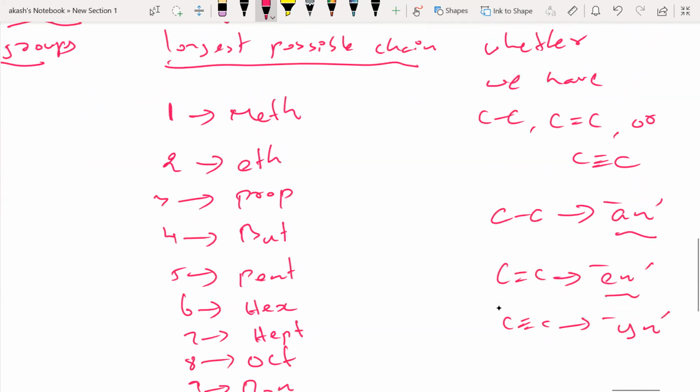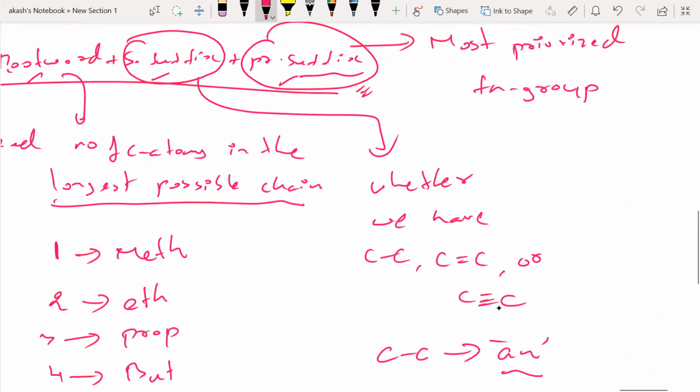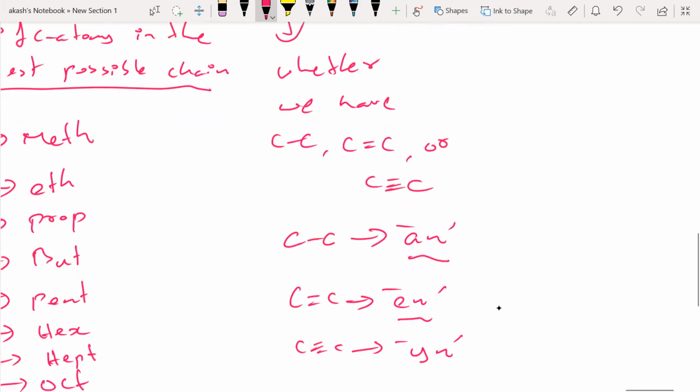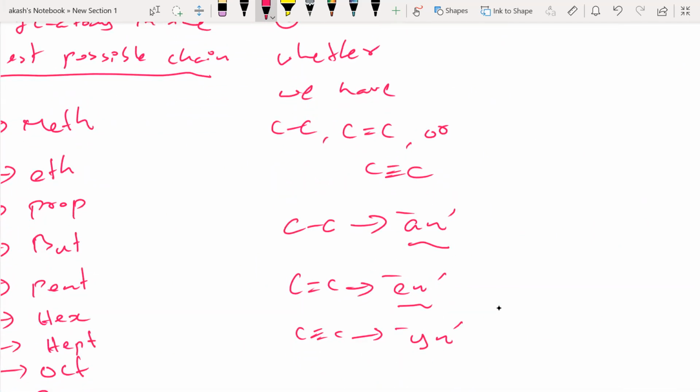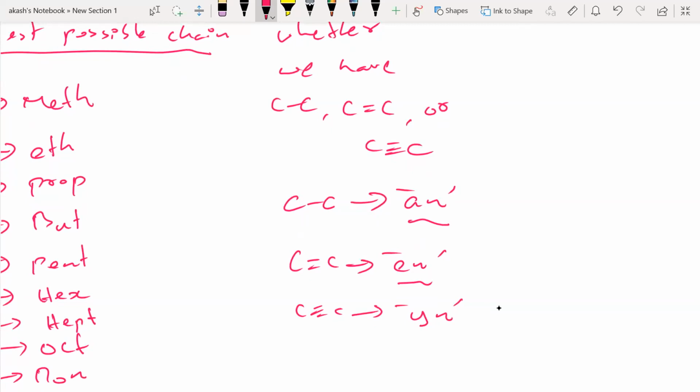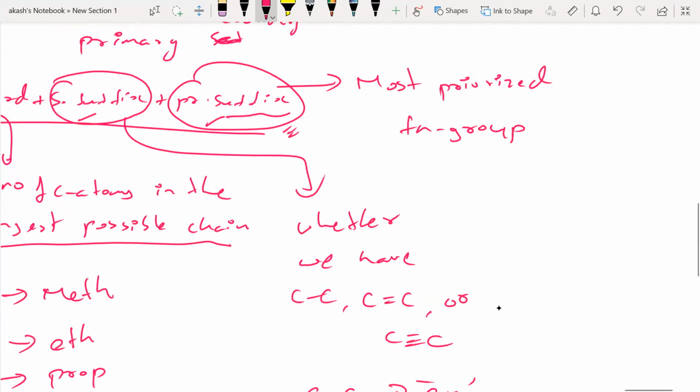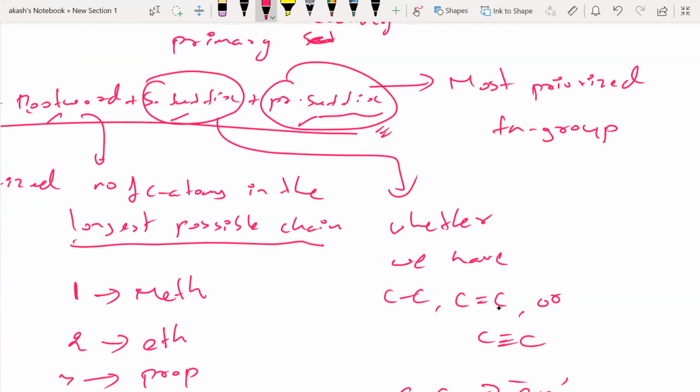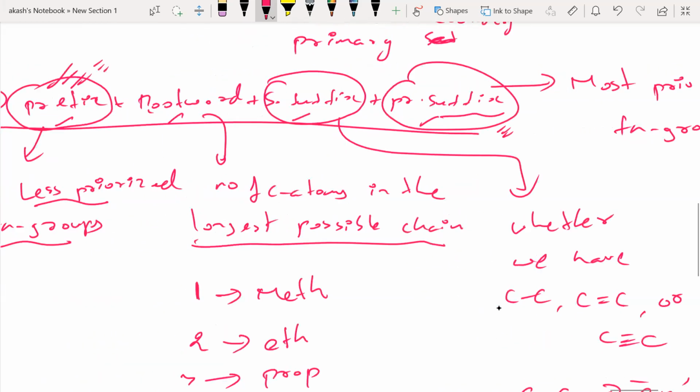Now secondary suffix talks about whether we have any double bond, triple bonds, or just single bonds. Single bond means AN, double bond means EN, triple bond means YN. And then the last, primary suffix, is going to give information about the most prioritized functional groups.